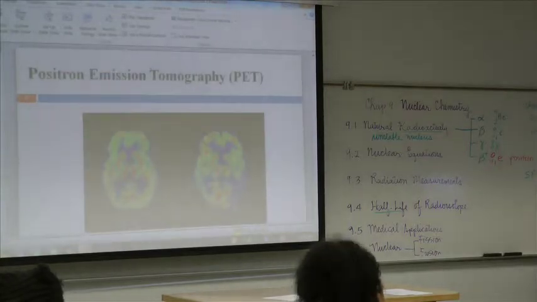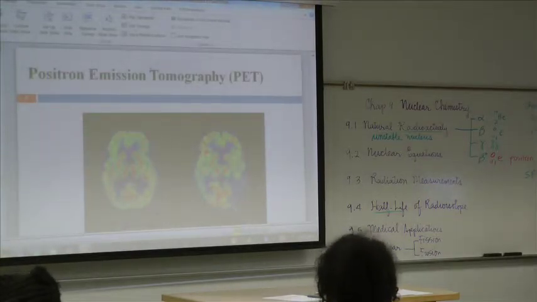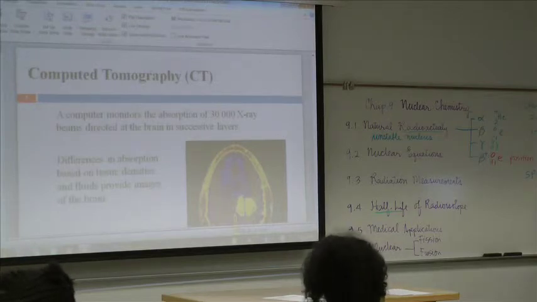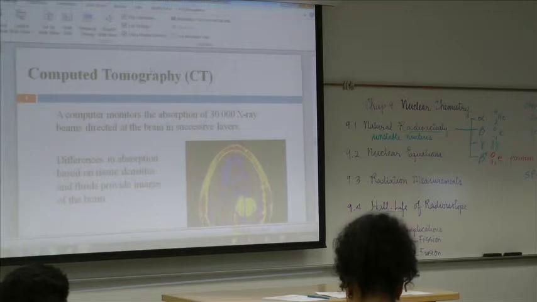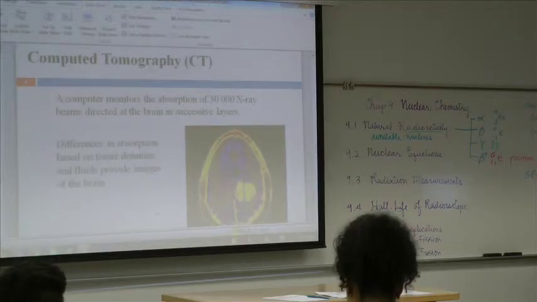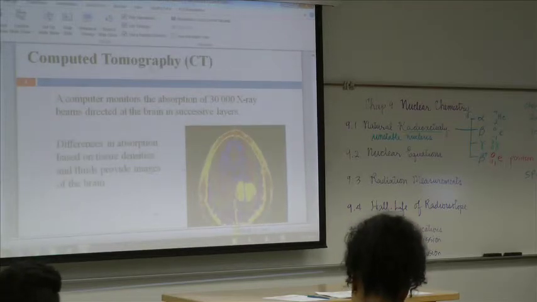Okay, so we were here, right? So you have information tomography. So then we go to CT. What are CT scans? That's the computer tomography. So the computer monitors the absorption of X-ray beams based on the different tissue transmissions.